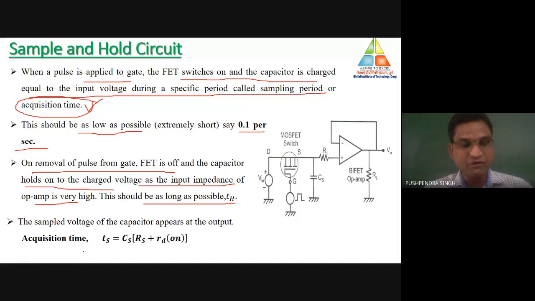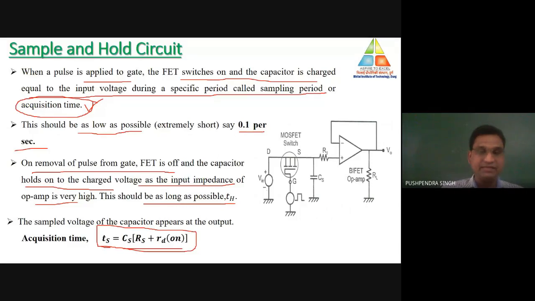Now, what is the formula for the calculation of acquisition time? T is equal to RC, but R is what? RS plus RD on, the on-time internal resistance. So T is equal to CS into RS plus RD on. That is the formula for the calculation of acquisition time. Many times in the calculation part, you need this particular formula, so we remember this one: TS is equal to CS, RS plus RD on.